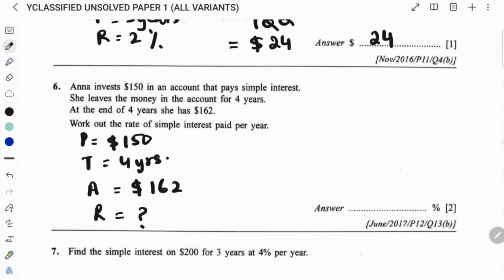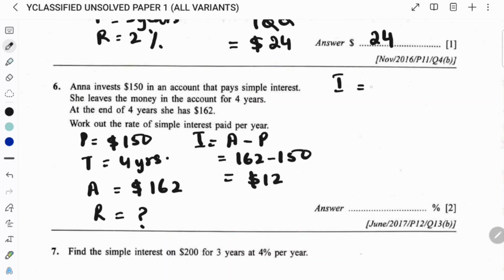So I equals P R T upon 100, but we don't know the value of the simple interest here. Because we cannot solve two unknowns at the same time, first find I. Simple interest will be equal to the amount minus the principal. That is 162 minus 150, which is only $12 of interest.